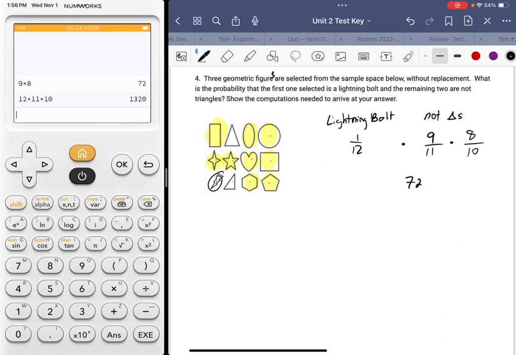Multiply across the top, across the bottom. So you could say 72 over 1320. You can do 3 over 55, or you can do 0.0545.